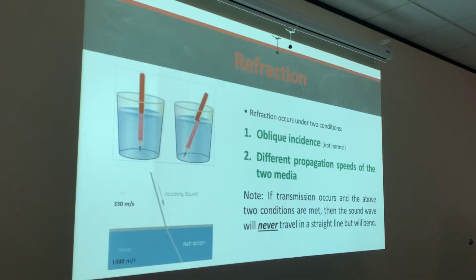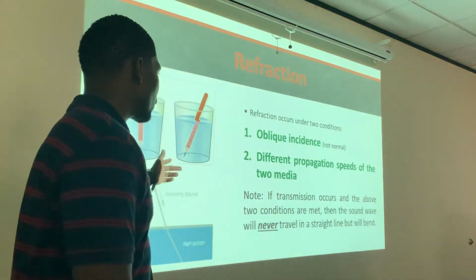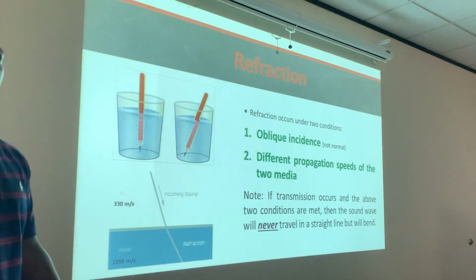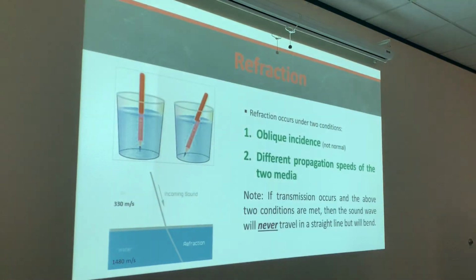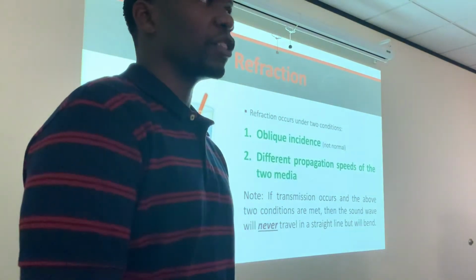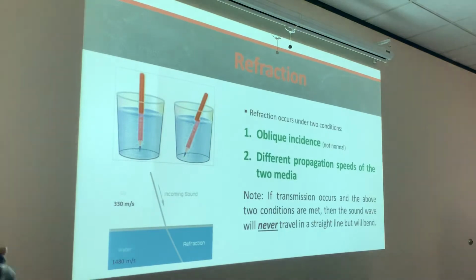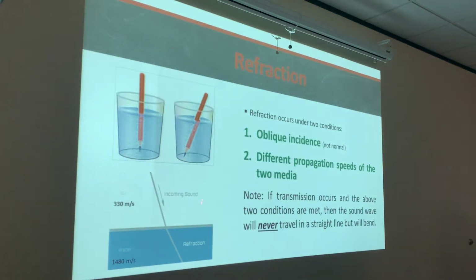So for refraction to occur, we need oblique incidence and different propagation speeds of 2 mediums. What is the other term I told you before for refraction? Transmission with the bend. Yes, transmission with the bend. The 2 mediums would be, in this case, the air and the water? Air and the water, absolutely.